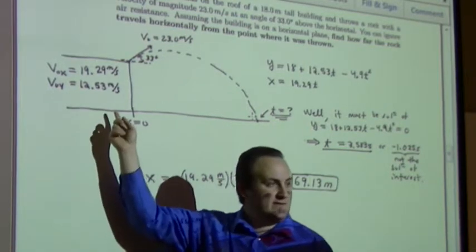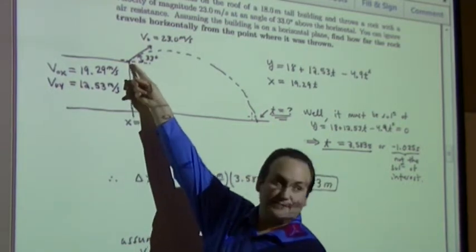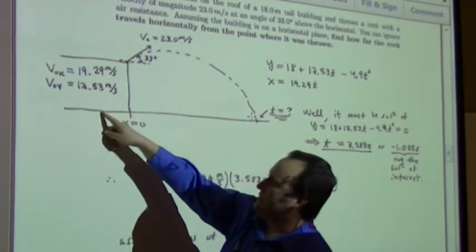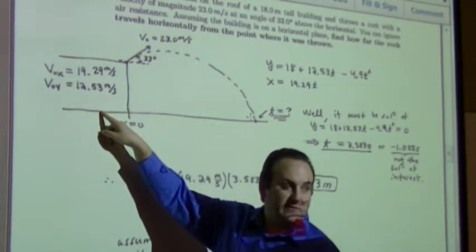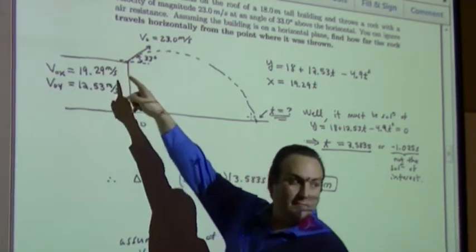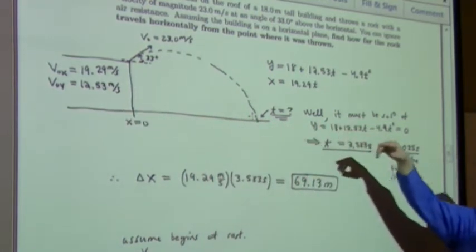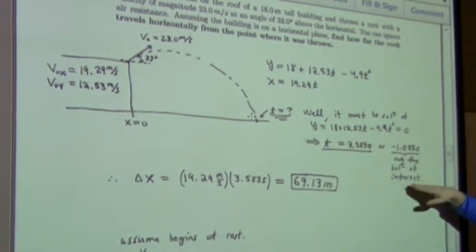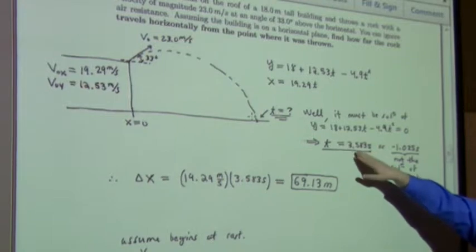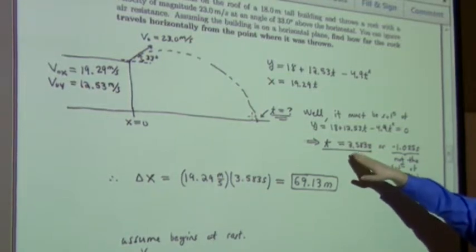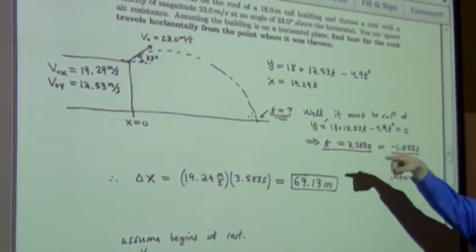That's just the mathematics. It's taking you back in time to where you conceivably could have been on the ground to recreate that situation in the air. That's obviously not the time we're looking for, right? The hit time is the larger time. And so to find the horizontal displacement, I just take that time, plug it into the x equation, voila.